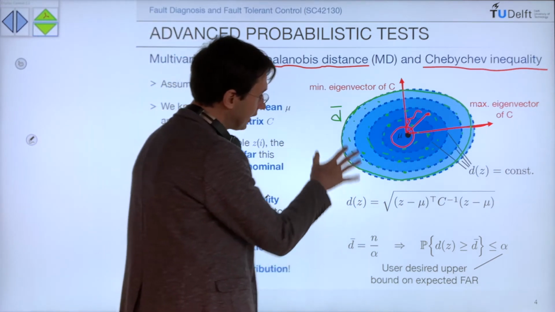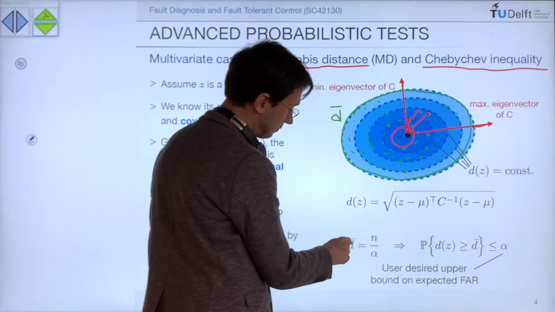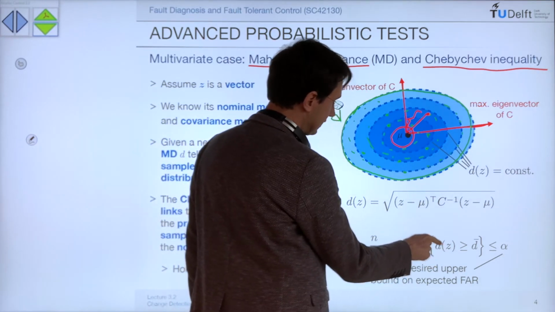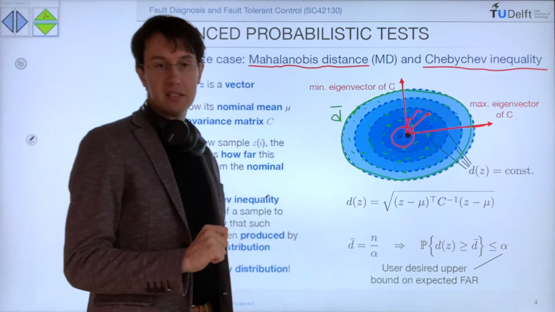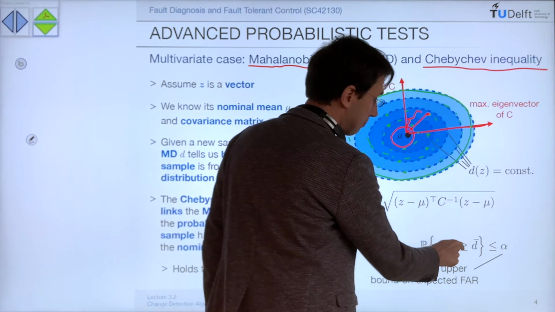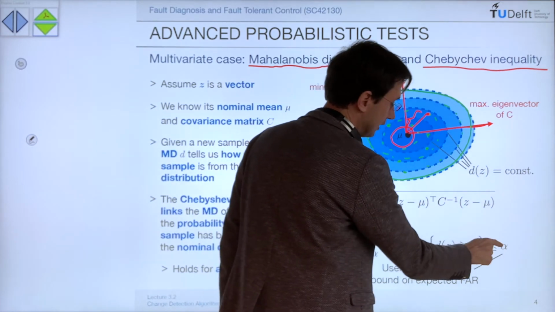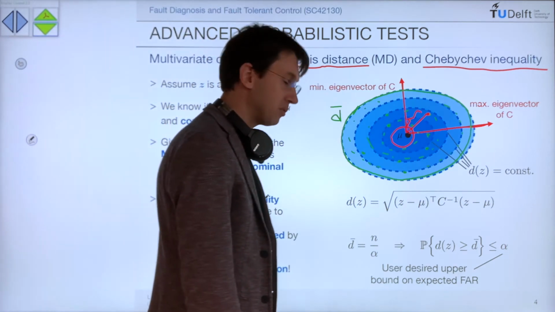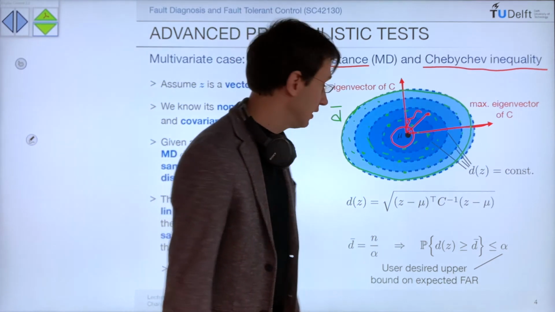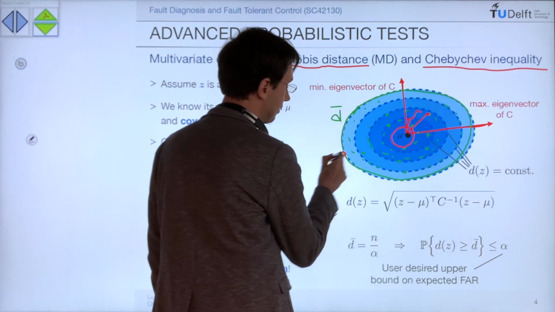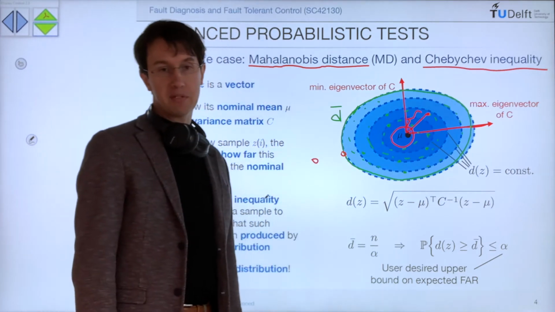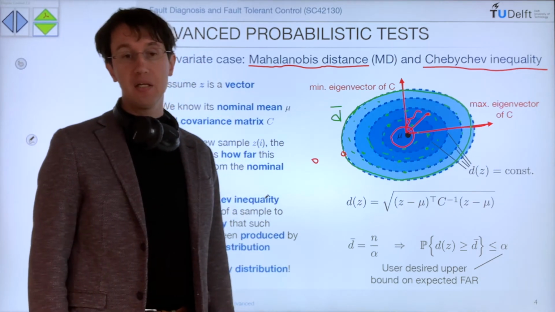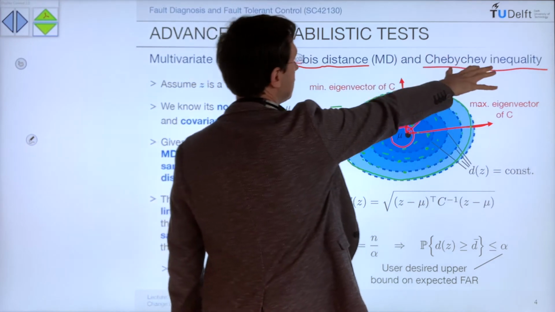Because indeed, if you set the threshold D overbar in this way, then the probability that the distance of a sample under the null hypothesis is bigger or equal than D overbar is smaller or equal than this alpha. So what you can do is, for instance, set alpha to 1%. Then the probability of having a sample here or here is less than 1%. And this is the way of implementing a probabilistic test using the Mahalanobis distance and the Chebyshev inequality for the multivariate case.